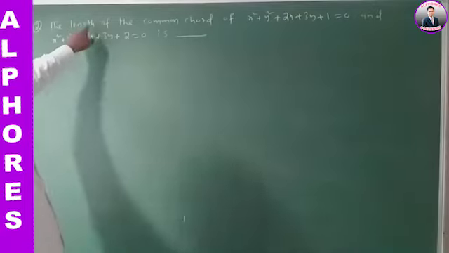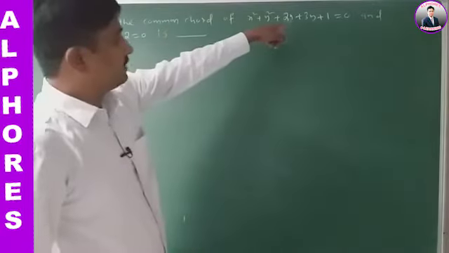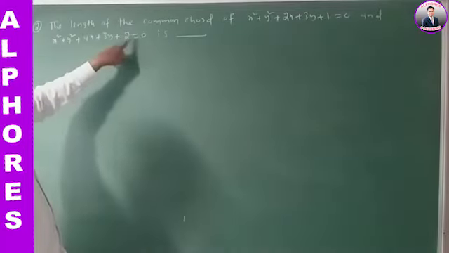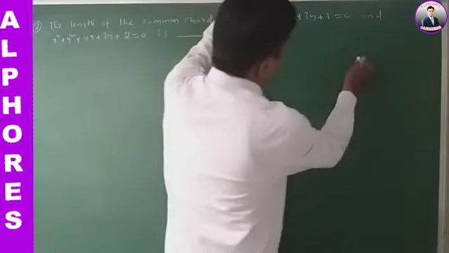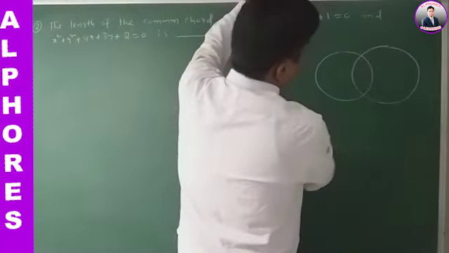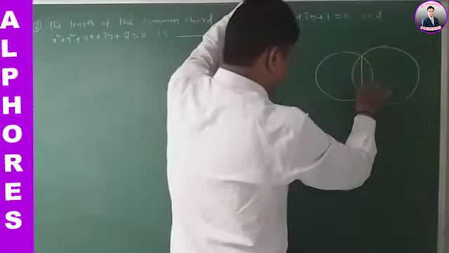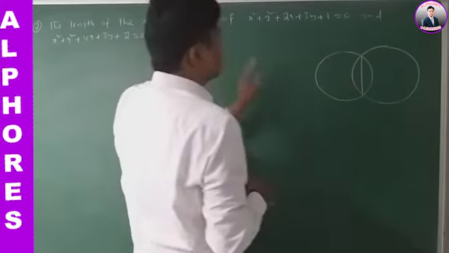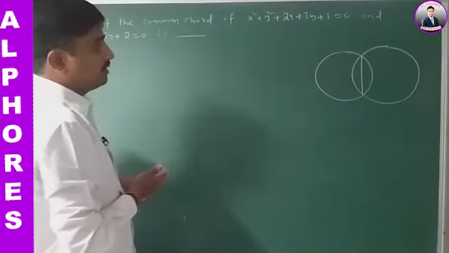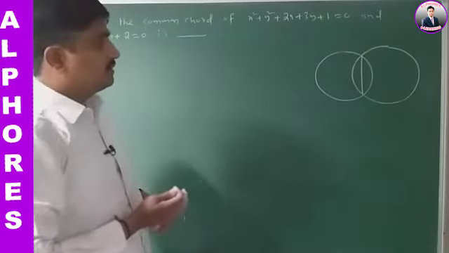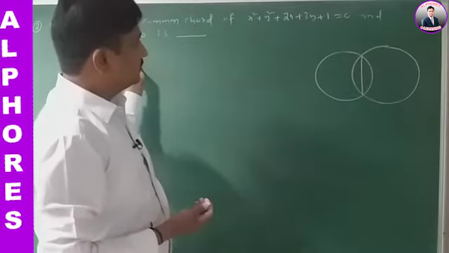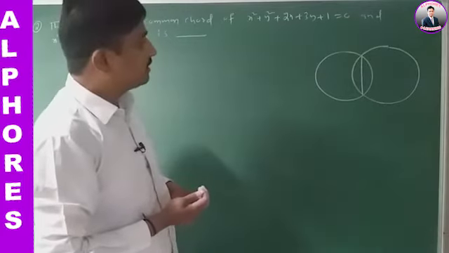Next problem. The length of the common chord of x square plus y square plus 2x plus 3y plus 1 equal to 0 and x square plus y square plus 4x plus 3y plus 2 equal to 0 is required. We have the formula for the length of the common chord, 2r1 r2 sin theta by under root of r1 square plus r2 square plus 2r1 r2 cos theta. First find the angle between these two circles, then applying it in the formula we get the length of the common chord.